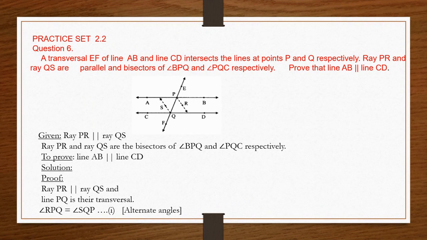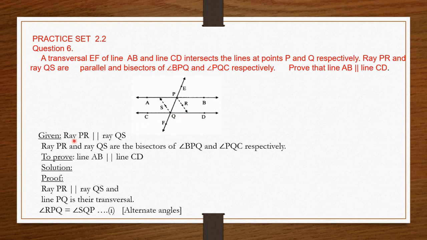Question number 6. A transversal EF of line AB and line CD intersects the lines at the points P and Q respectively. Ray PR and ray QS are parallel and bisectors of angle BPQ and angle PQC respectively. Prove that line AB is parallel to line CD. In this figure, this is the line AB and line CD. By any of the tests, you have to prove that AB and CD are parallel lines.